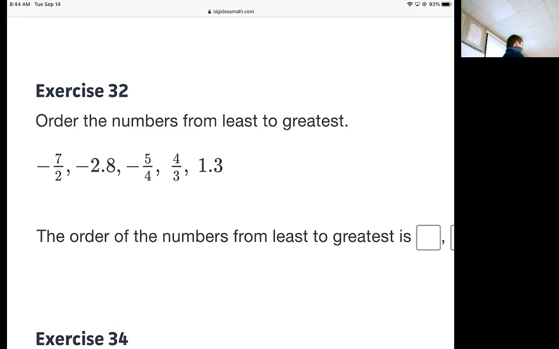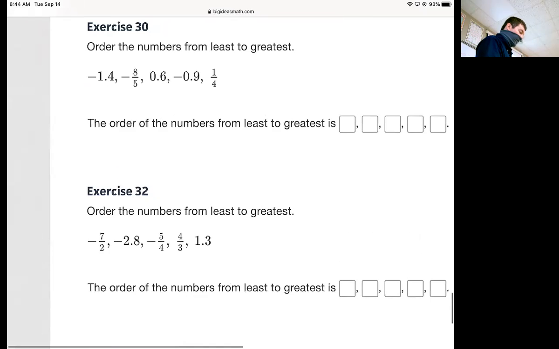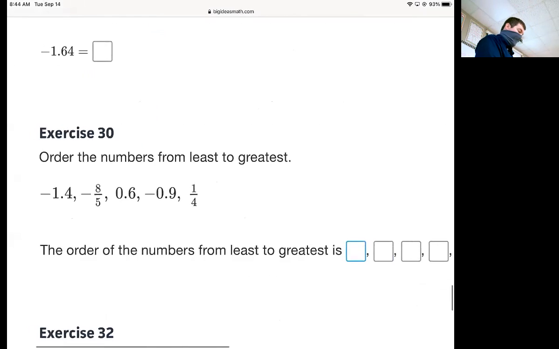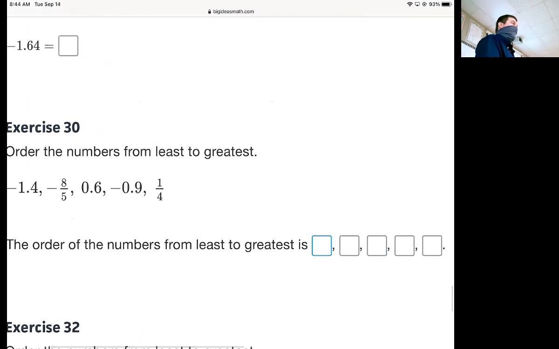Okay, so it wants you to write it in its original form. So even though we need to write it on our paper as 0.25, so we can order them from least to greatest, make sure when you write it in the box back here that you put it as its original form, as a fraction.